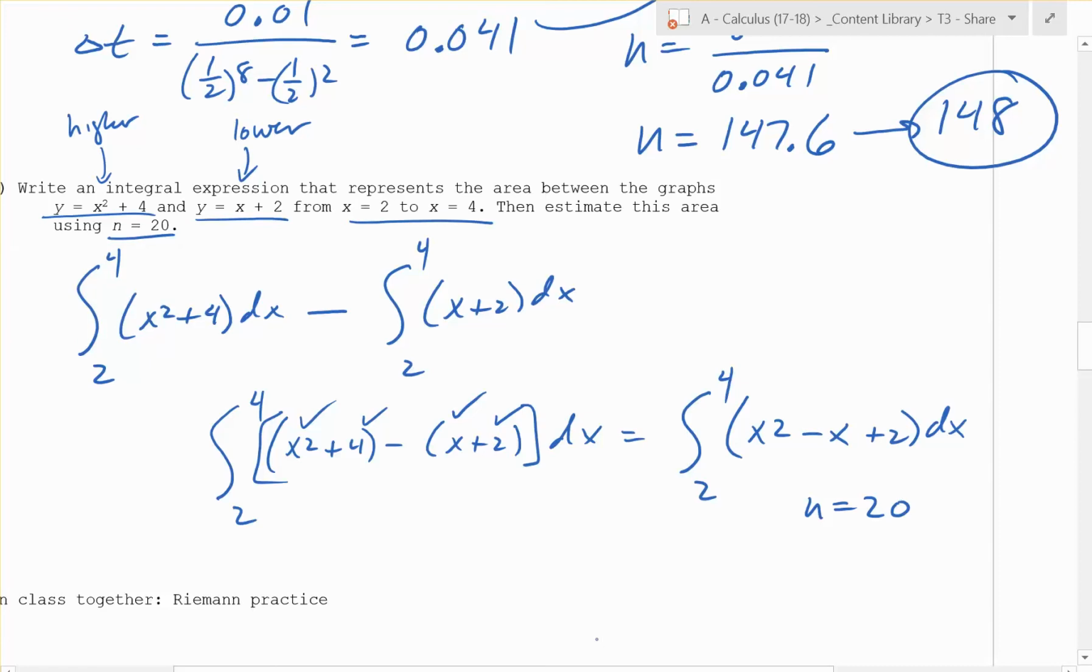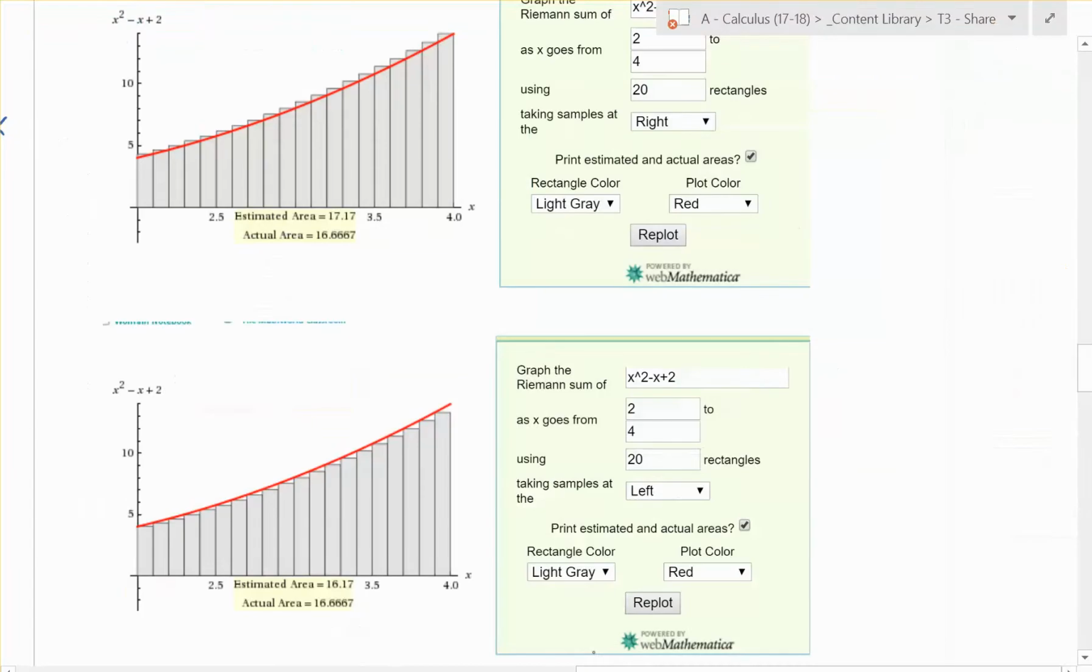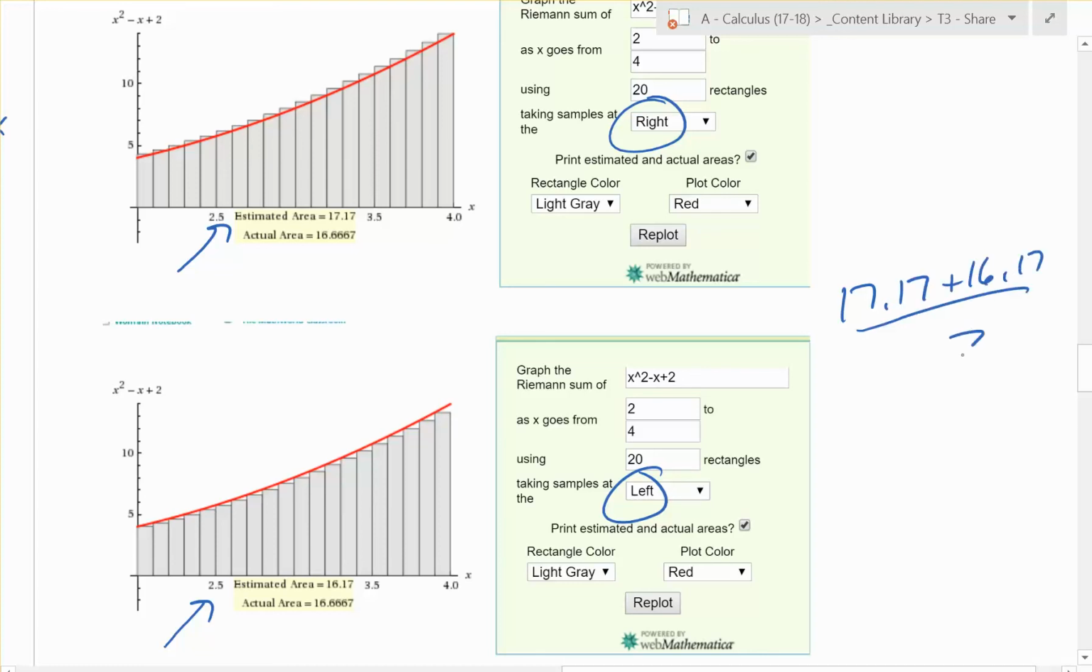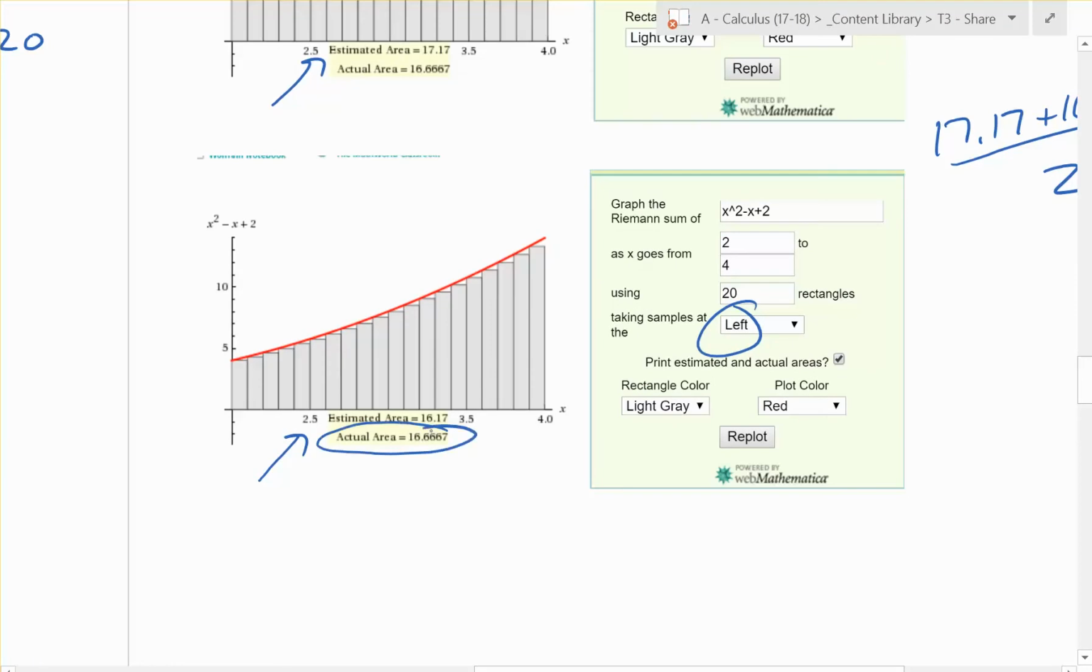So let's use the applet to calculate that. First I plotted it using the right hand, right side with n is equal to 20. We did right and left hand. We have our estimate of 17.17 and estimate of 16.17. And when you average them, you do 17.17 plus 16.17 over 2. End up with 16.67. And then this actually tells you the actual, which is 16.6667. When you see that, it is okay to infer that that is 16 2/3.